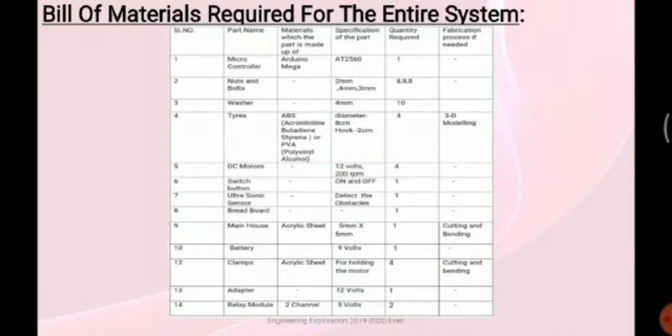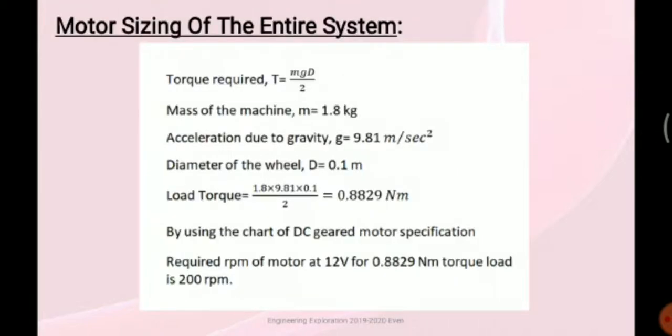Bill of materials required for the entire system: microcontroller, bolts and nuts, washers, tires, DC motors, switch button, ultrasonic sensor, breadboard, main house, battery, clamps, adapter, relay module.